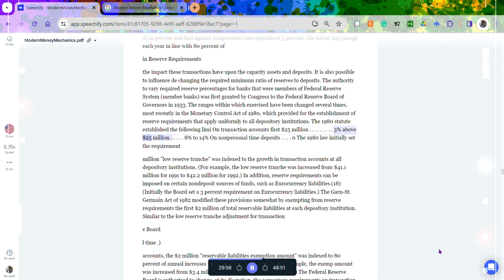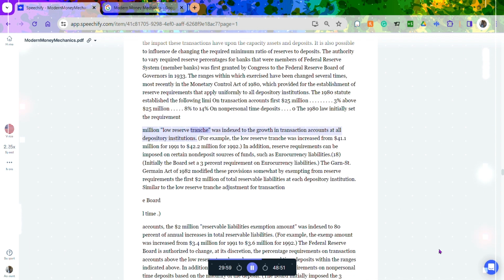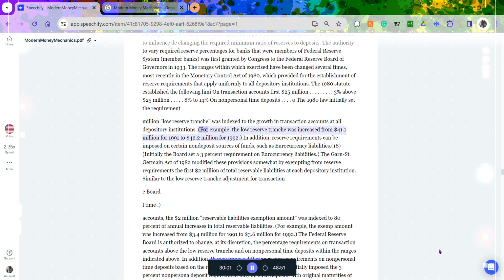3% above $25 million, and 8% to 14% on non-personal time deposits. The 1980 law initially set the requirement. The $25 million low reserve tranche was indexed to the growth in transaction accounts at all depository institutions. For example, the low reserve tranche was increased from $41.1 million for 1991 to $42.2 million for 1992.